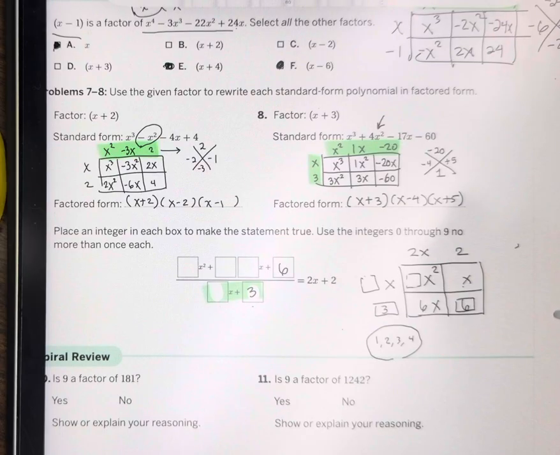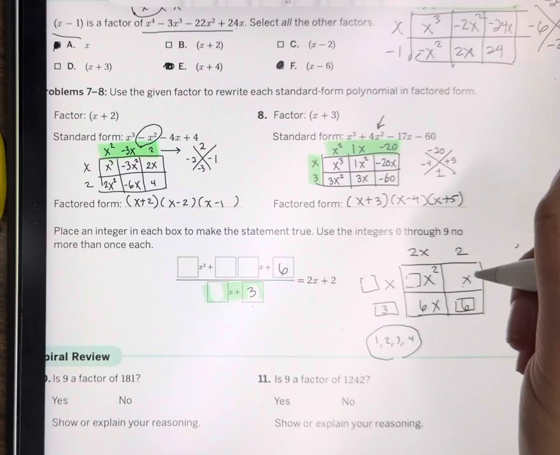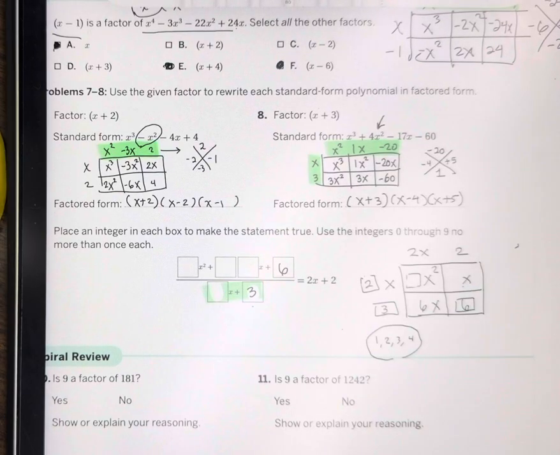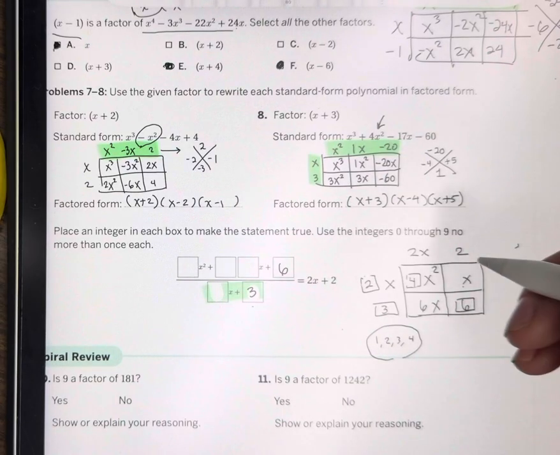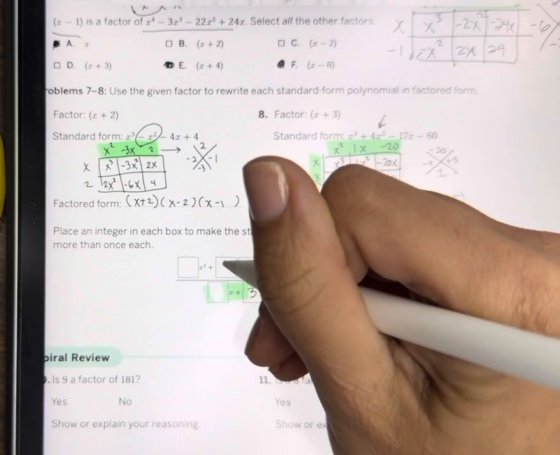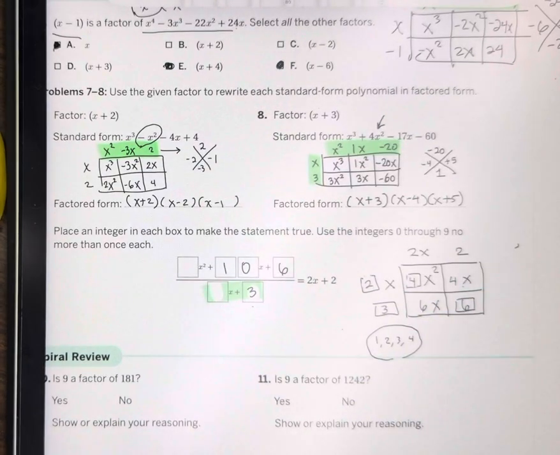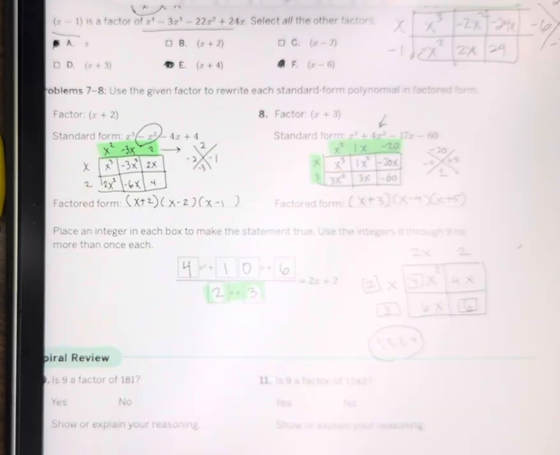I said I can't use 4. Can I use 2? That'd be a 4. Ooh, I can use a 2. 2 times 2 is 4x squared. And then 2 times 2x is 4x. And 4x plus 6x is 10x. And this is a 2. And this is a 4.